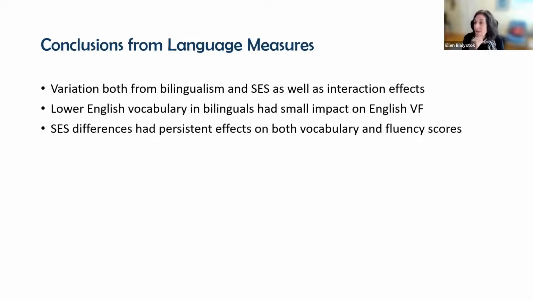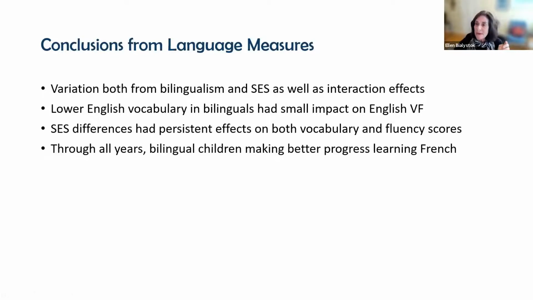The SES differences were always a factor, and curiously, the SES differences in this sample are really small. We're only talking about kids whose parents either just have high school degrees or have graduate or professional degrees. These kids are not living in poverty. These kids don't have all kinds of risk factors. It's a pretty minor difference, but it had a significant and persistent impact on the results. But most importantly, I think, throughout all the years, the bilingual children are making better progress in French.